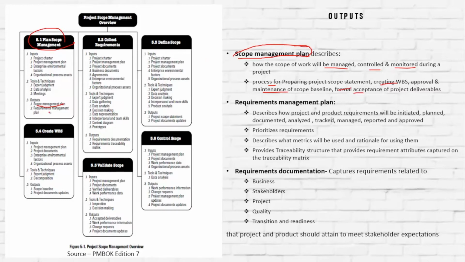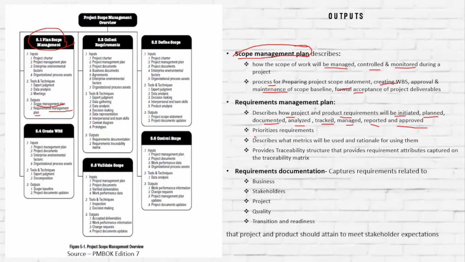The second output that we get is requirements management plan. Pay attention here. It's how the product requirement will be initiated, planned, then documented, analyzed, tracked, managed, reported, and approved. So basically, it's the whole product life cycle.